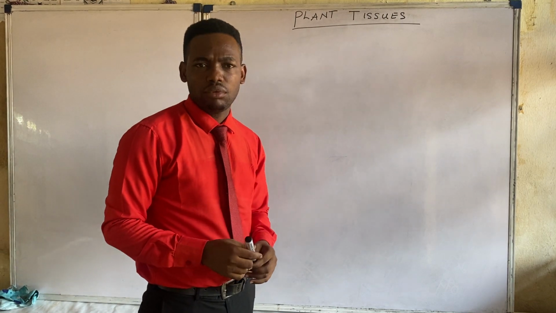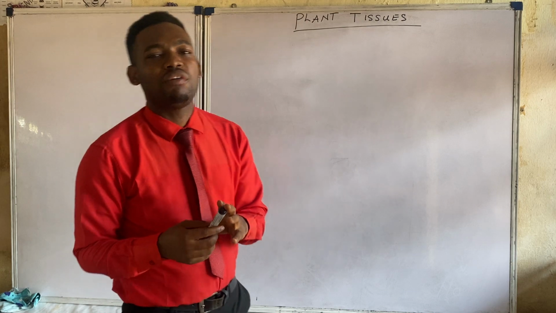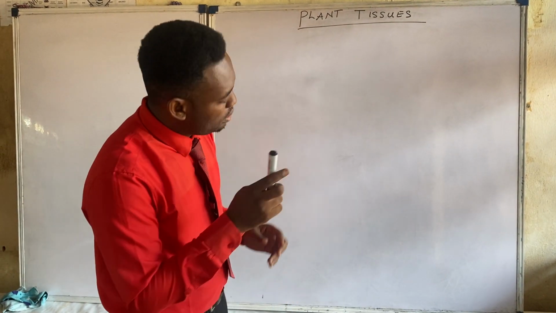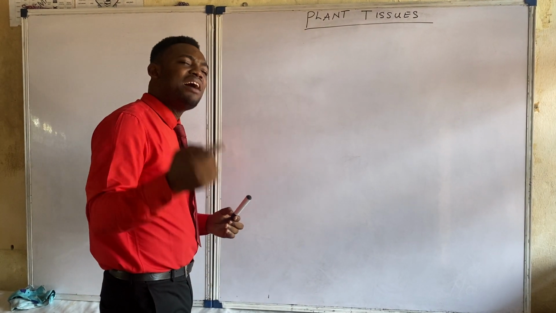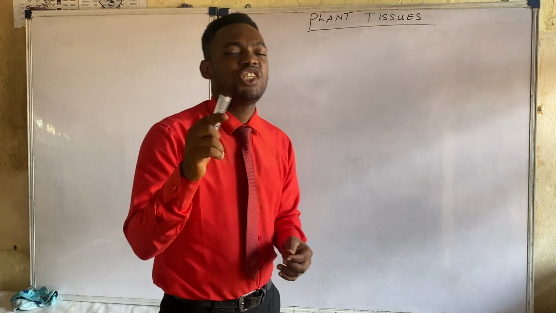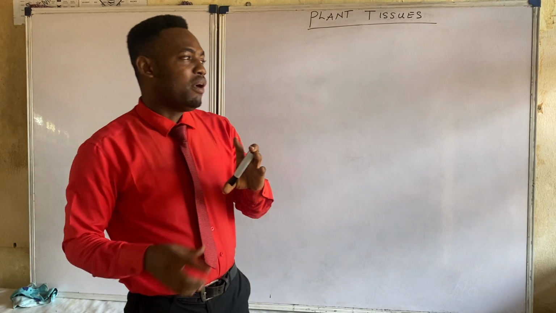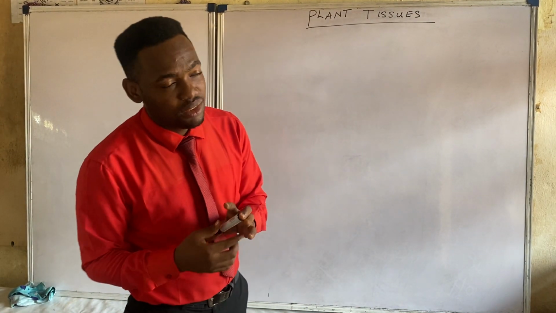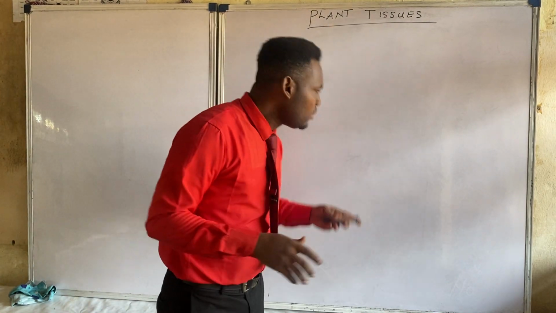What is a tissue? A tissue, or tissues, are a group of similar cells. Look at that statement: a group of similar cells having common origin which perform similar function. Please take note of this. A group of similar cells having common origin which perform similar function. That is what we call a tissue.